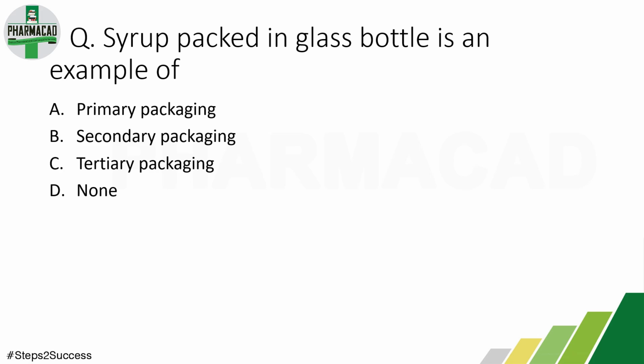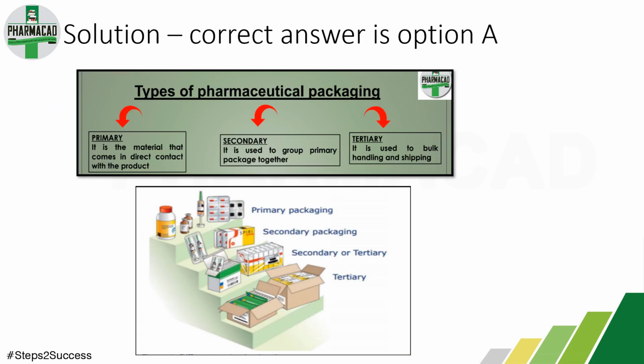Next question, syrup pack in a glass bottle is an example of option A, primary packaging; option B, secondary packaging; option C, tertiary packaging; option D, none of the above. So the correct answer is option A, primary packaging. There are three types of pharmaceutical packaging: primary packaging, secondary, tertiary.